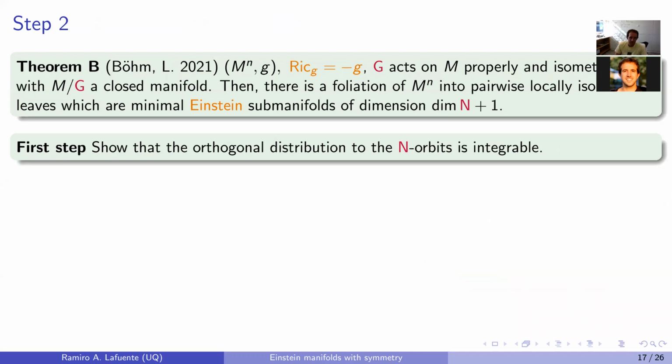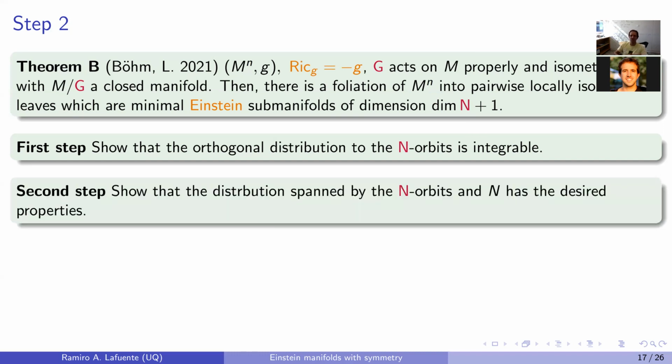Okay, sorry. This is the first step. We only know that, but once you have the first estimate, then life is much easier. So we showed that the orthogonal distribution to the n orbits is integrable. We still haven't quite obtained this foliation by minimal Einstein submanifolds, but once we know so much, then I claim that this is just a computation.